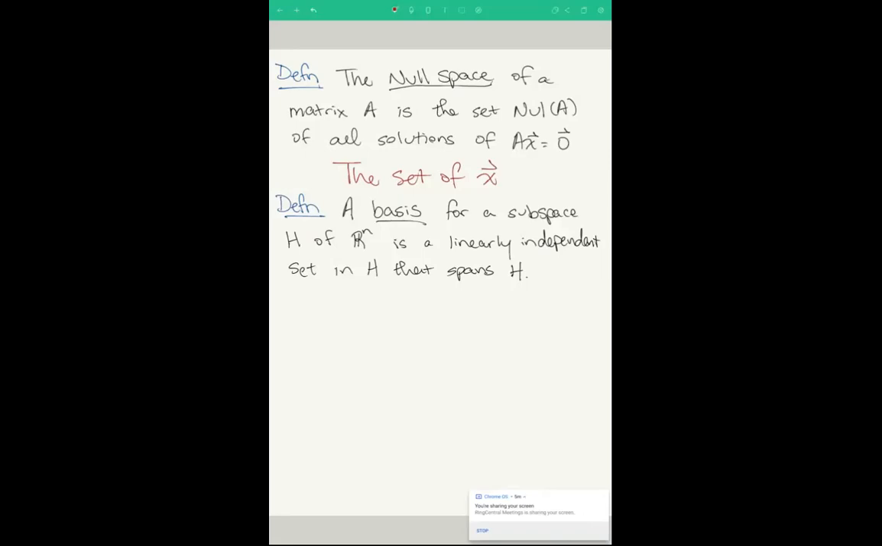Before we move on, I want to say one more thing. We can ask ourselves what a basis is for a subspace. A basis for a subspace is a linearly independent set that spans that subspace.